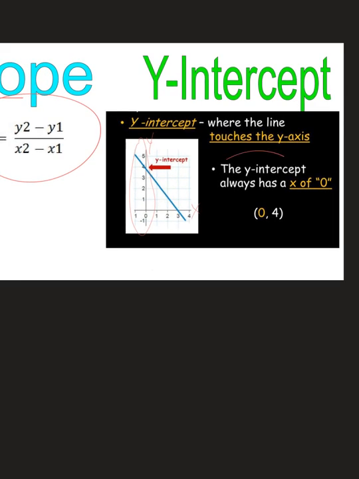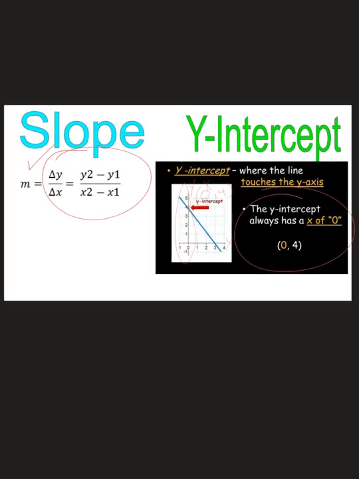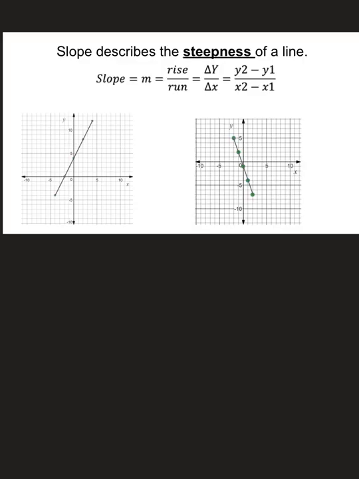We also have it over here. This is going to be for the next video you watch. When we're looking at a table, the y-intercept always has x as 0. So this point right here, again, let me zoom in. This point right here is 0, 4. X is 0. That tells us it's our y-intercept. All right, so let's go ahead and move on to the next one.